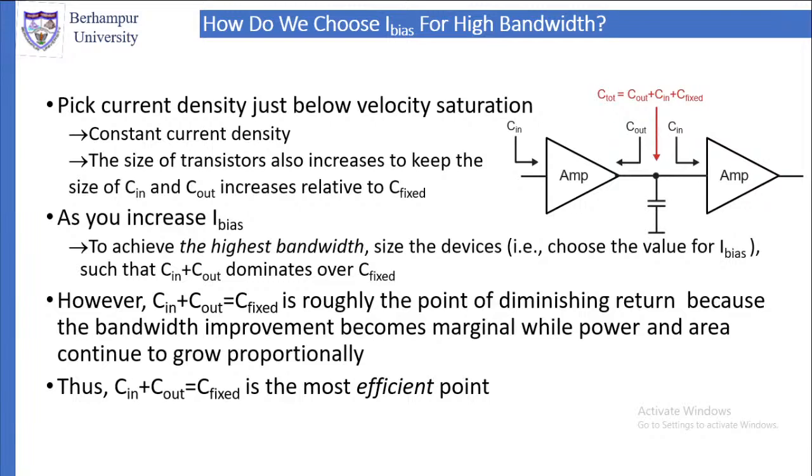Although there will be a small increase, it will require high power, and area continues to grow proportionately. The area of the device, which means the size, will keep on increasing. Therefore, C in plus C out is equal to C fixed. This is the most efficient point when you design. Design it in such a manner that C in plus C out is equal to C fixed.